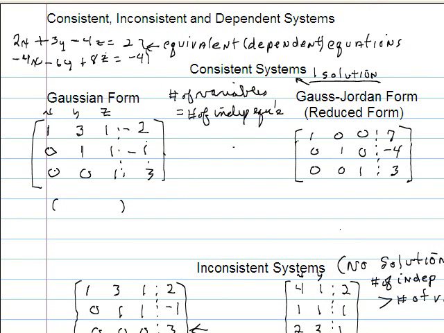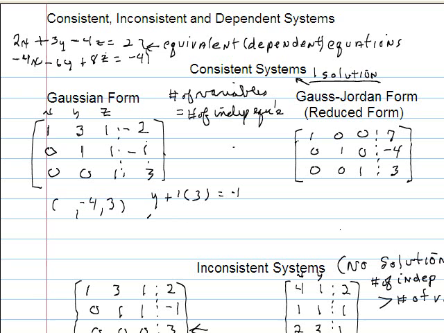The last equation says 0x plus 0y plus 1z equals 3, so that just means 1z is 3, or z is 3. The second equation says y plus 1z is -1. Well, if z is 3, that means y plus 3 is -1, or y would be -4.